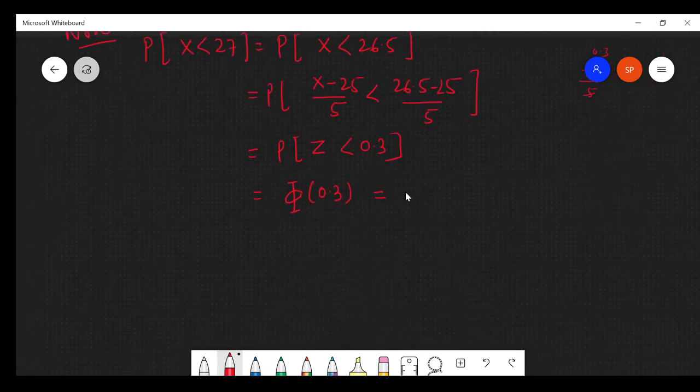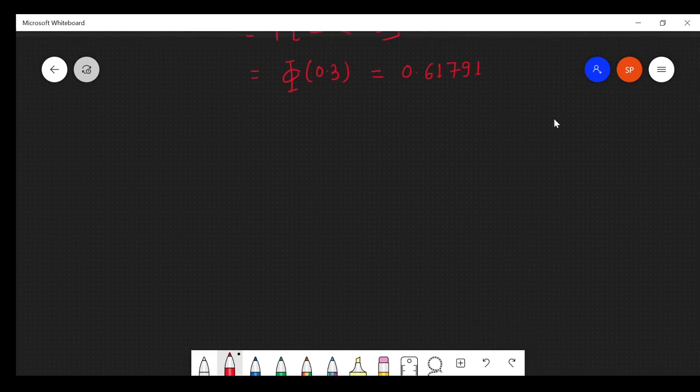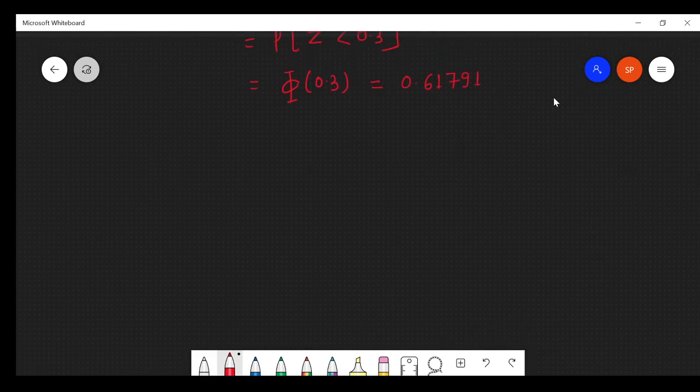This is the answer, 0.61791. This is the example for approximating Poisson probabilities by the normal curve area. So now we go for the next example, the last example for this question.